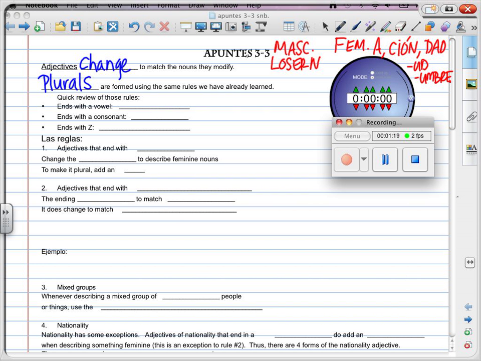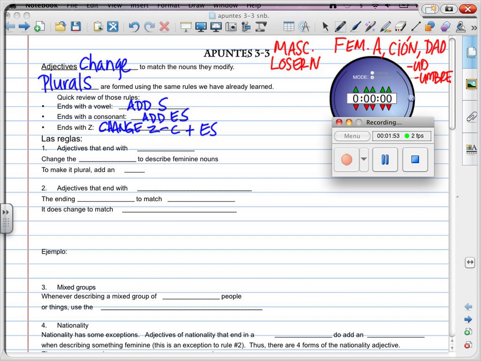If it ends with a vowel, what do you do? You're going to add S. If it ends with a consonant, what do you do? You add ES. And if it ends with Z, you simply do what? Yes, that's correct. And for those of you who didn't say anything, that's incorrect. You change the Z to C and add ES.